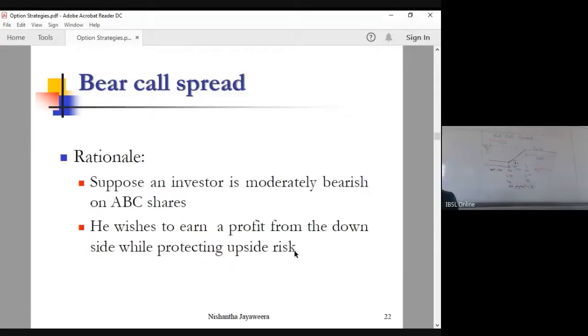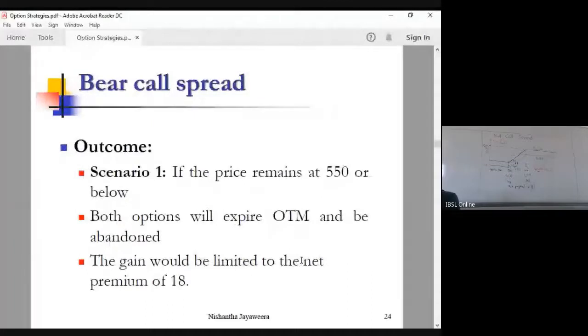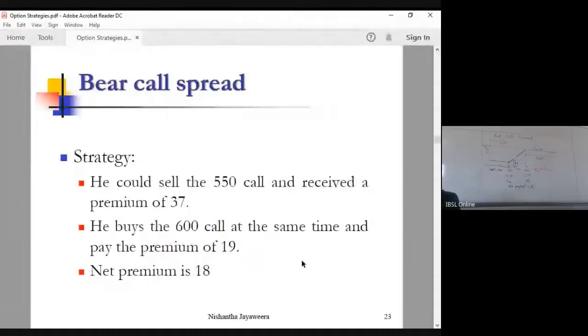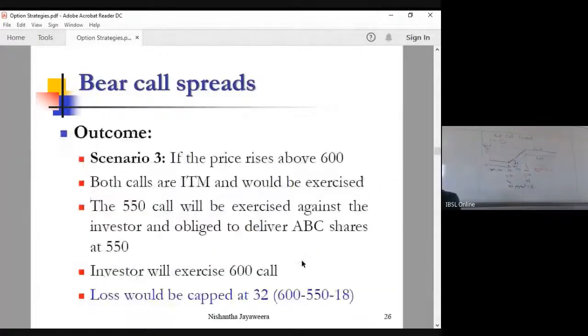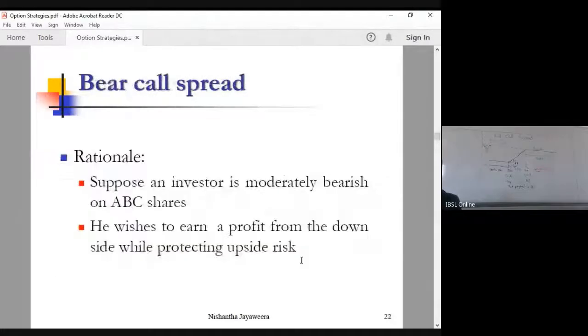So that is about bull spreads. Now we are going to discuss bear spread, but we'll take a break here. After the break, we'll start this.